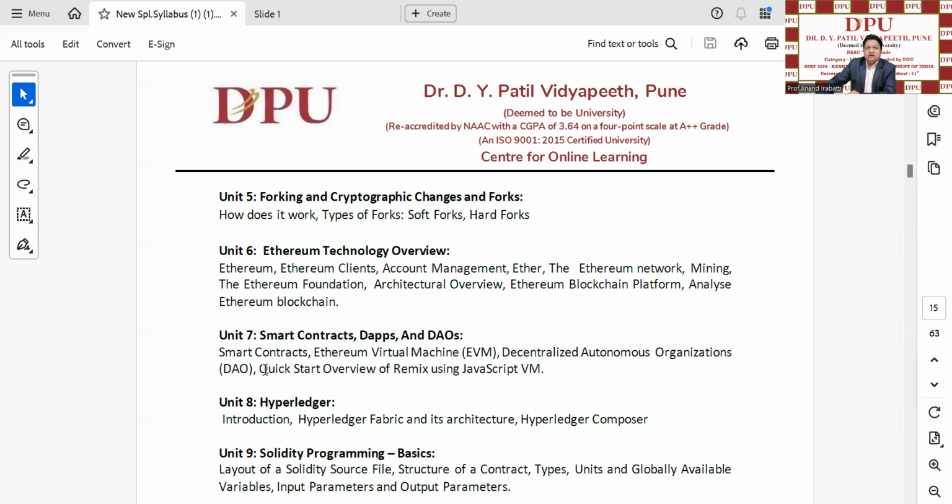So you can see here the quick overview of Remix. Here we are going to develop the smart contracts by using the Remix environment. And we are going to use Solidity as the programming language for developing the smart contracts. We are developing the smart contracts, and we are executing them on the web-based environment, that is Remix.